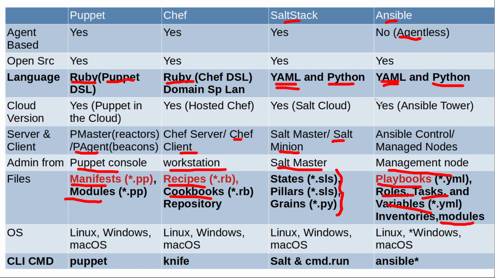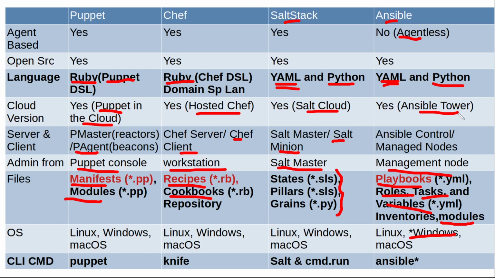Now, most of these tools were born in Linux, so they are more related to Linux. For instance, Ansible will need Windows support for Linux in order to, for instance, install your Ansible software in Windows. If you want to, for instance, install these solutions on the cloud, you will need Puppet in the cloud, or hosted Chef, SaltCloud, or Ansible Tower.